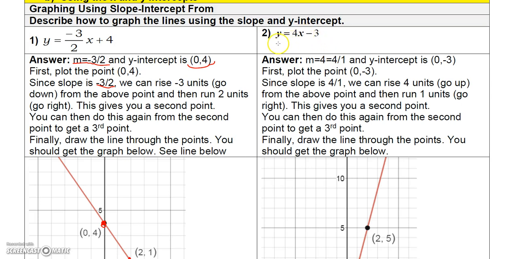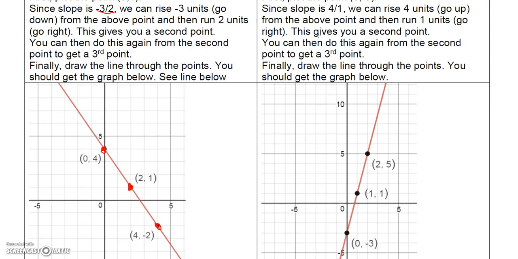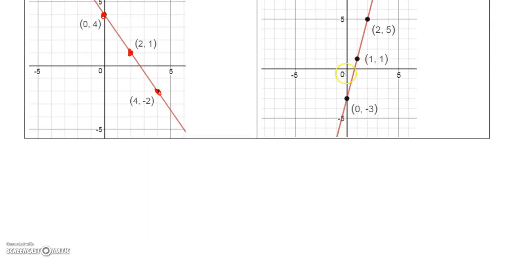Here's another example, same thing. Here it's in slope-intercept form. Now if it was given to you in the standard form, you could always convert it to slope-intercept form. But here the slope is 4, and since I need a denominator, let's write that as 4 over 1. And we know the y-intercept is the point 0, negative 3. So first thing we do is, again, here's the origin, so we plot the point 0, negative 3, which would be right here. Again, pretend like the line's not there yet.